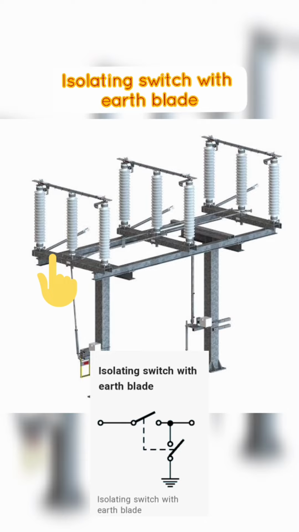The earth blade is typically located at the bottom of the switch, and it is connected to the ground or earth. The symbol for the isolating switch with an earth blade may also include additional details, such as the switch's voltage and current rating, as well as any other relevant information, such as the switch's position or status.